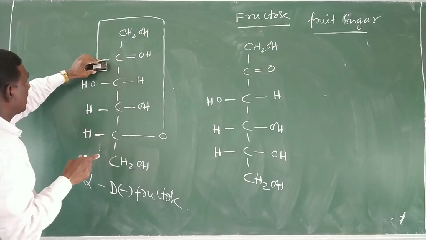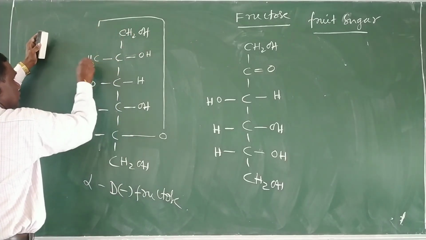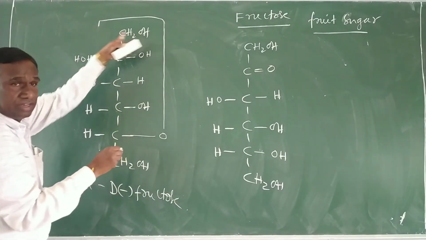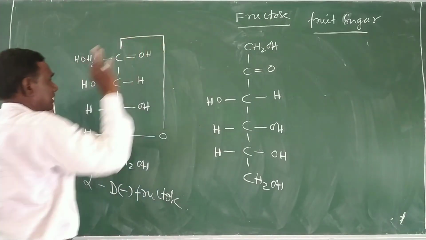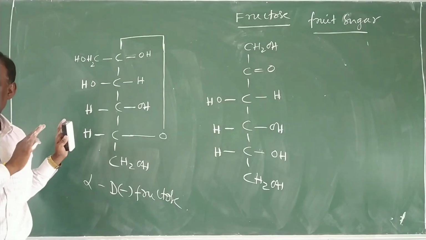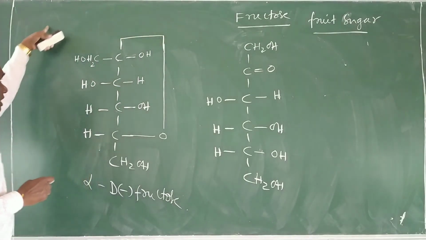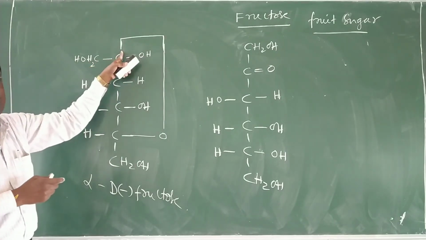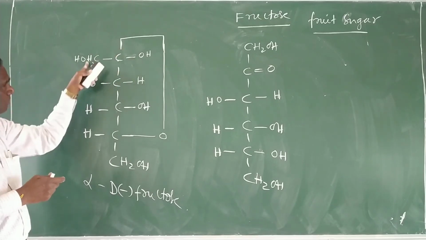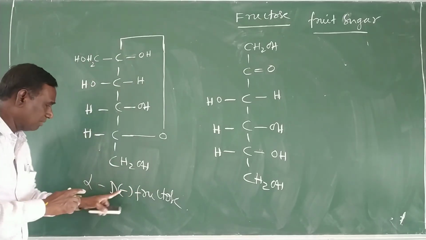Instead of here, I am going to write this CH2OH here, just here. This is CH2OH. Which CH2OH? This one here. And I link this carbon atom here only. It seems to be a very good structure, you see. Instead of writing the bond from this side, you can link this bond here only. Instead of this CH2OH, you can write it here. So this is alpha D minus fructose.